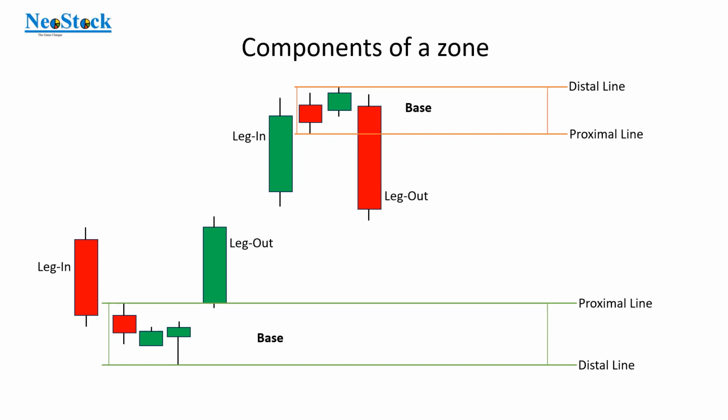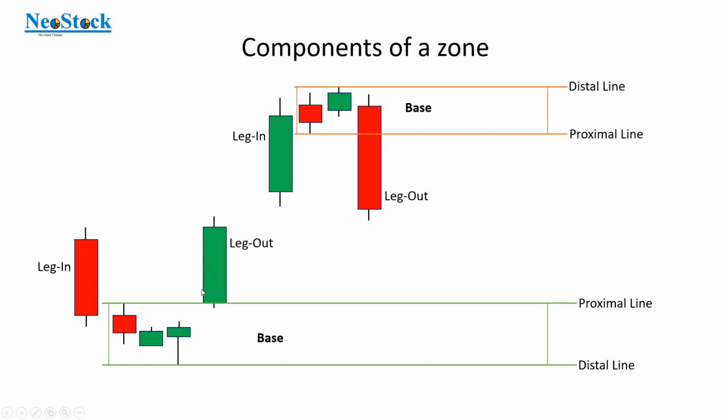So are all the three components available? Yes. Look at both these zones. This is the first zone, the demand zone, and this is the second zone, the supply zone. Any zone should have three components. The first component is the leg in, and then we should have a base or base candles, and then we should have a leg out. Similarly, here also we have a leg in candle. After that, we have a base or base candles, and then we have a leg out.